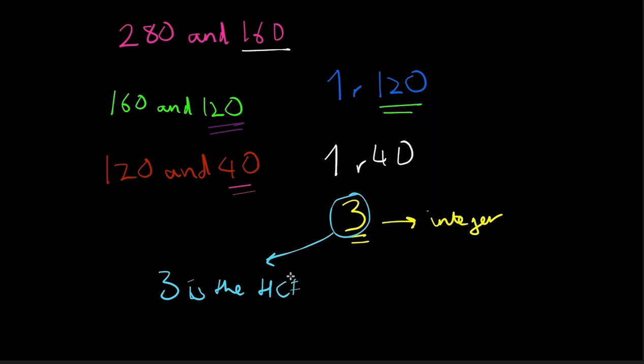So that's how you find the highest common factor with two methods, one for bigger numbers, one for smaller numbers. I hope you really enjoyed this video.